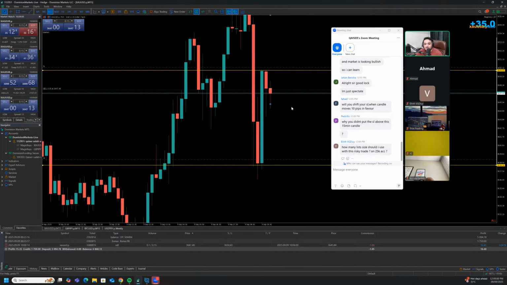How many lot size should I use with this risky trade on a 25k account? You should go 0.10, I would say 0.05, 0.10, something like that. That makes sense.